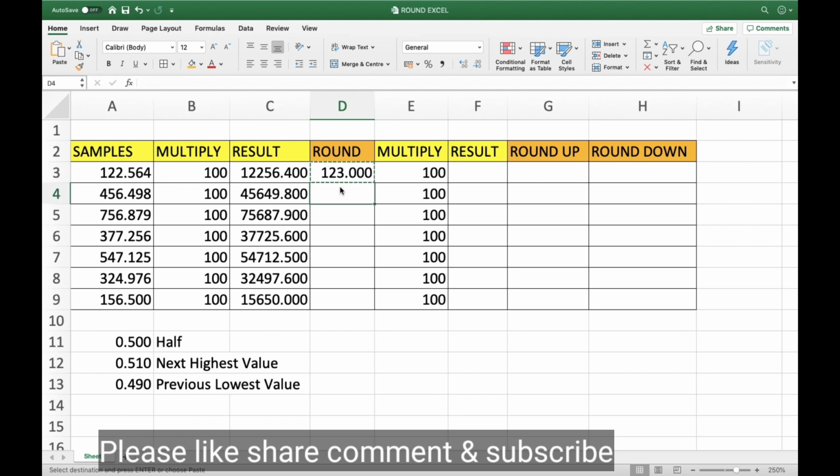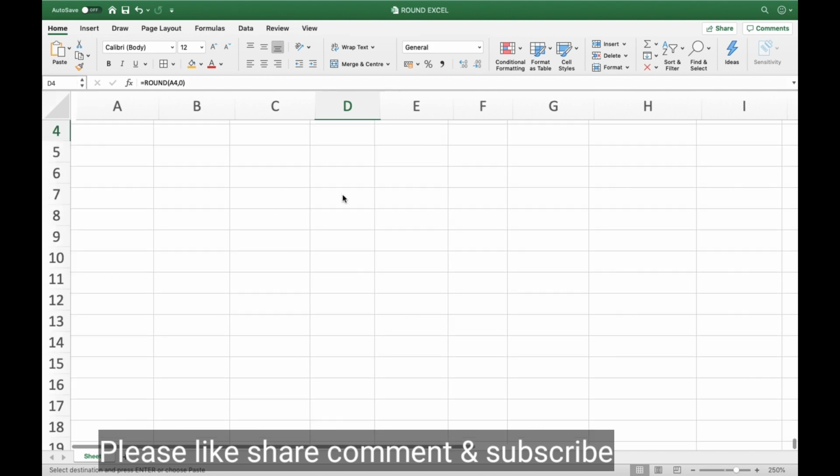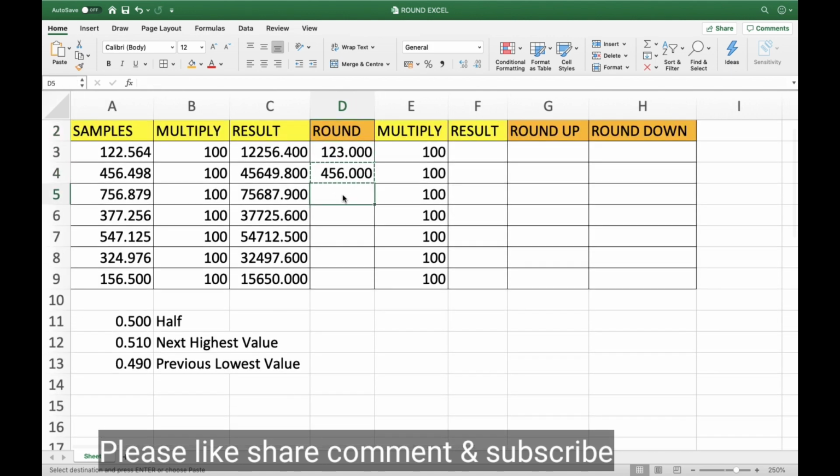Here it will show me 1456, because this is 49, so it will give me the figure which is lowest. Okay, 456. Here it will give me 757. Right, here it will give me 377, 3547, 157. Okay, so I have now rounded this using a round formula.